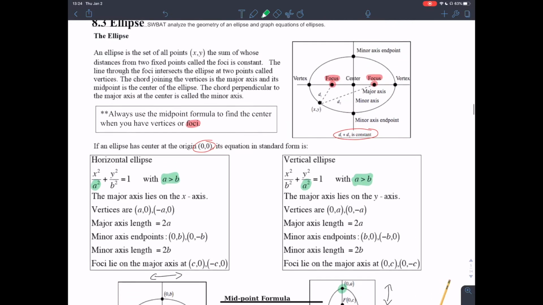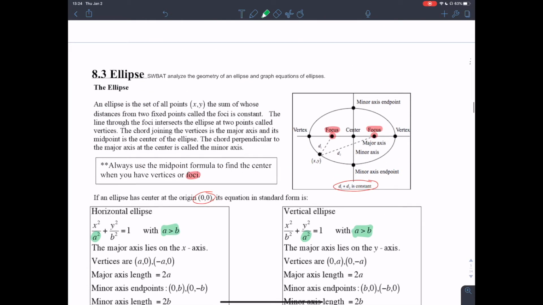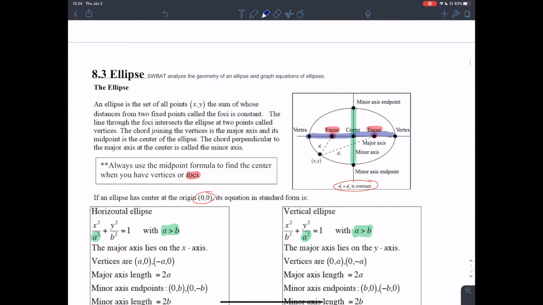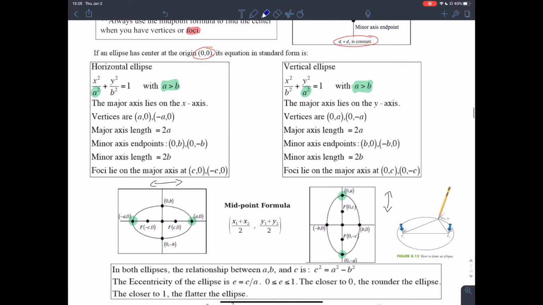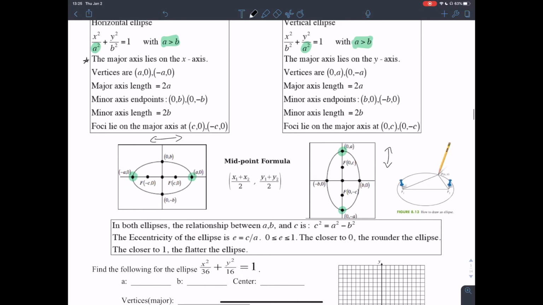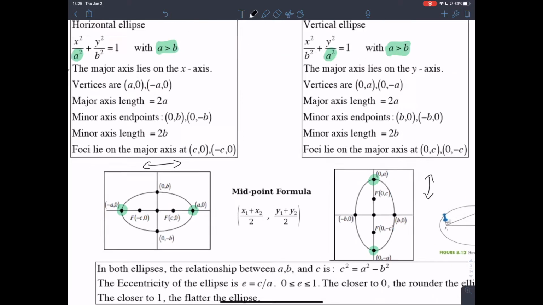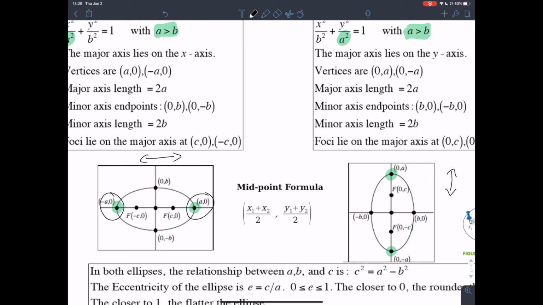Now let's label some of these things. What I highlighted in green is the minor axis. The small one is the minor axis, the one that's denoted by the letter b. And then the long one is called the major axis. That's the one that we denote with the letter a. So now let's label some other things here. In this case, the major axis is on the x-axis, and the vertices are (a, 0) and (-a, 0). In other words, right here and right here.